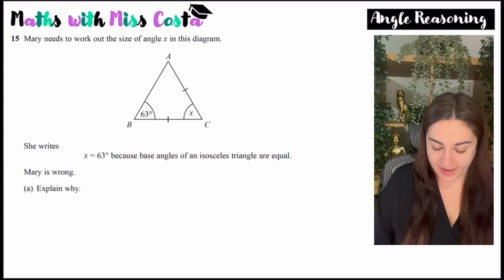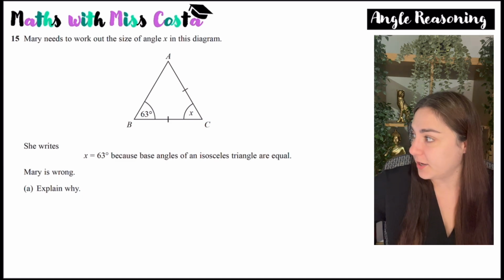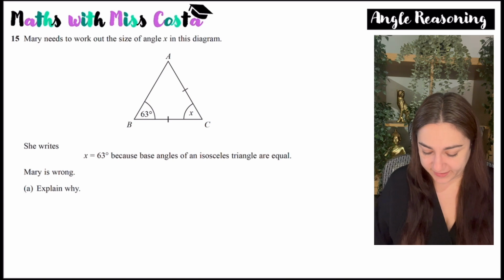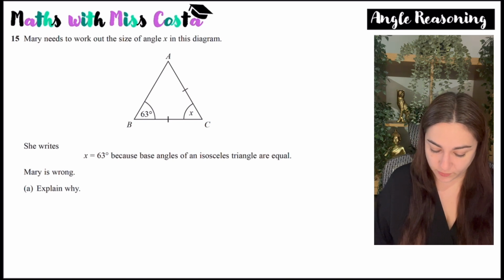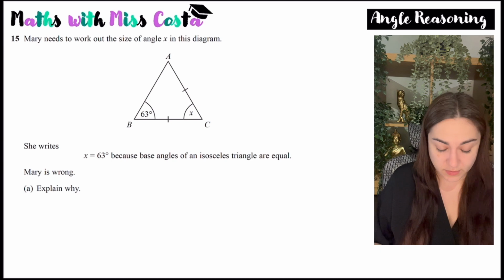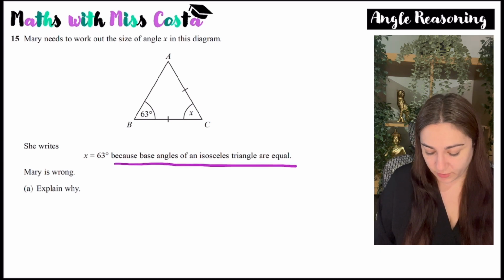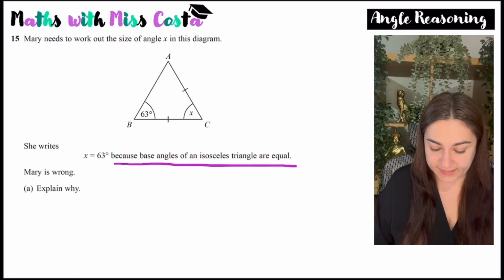Okay, next we've got a bit of angle reasoning. So Mary needs to work out the size of angle X in this diagram, and she says that X is 63 degrees because base angles of an isosceles triangle are equal. Mary is wrong. Explain why. Essentially, her reasoning is right, except she's applied it to the wrong thing.